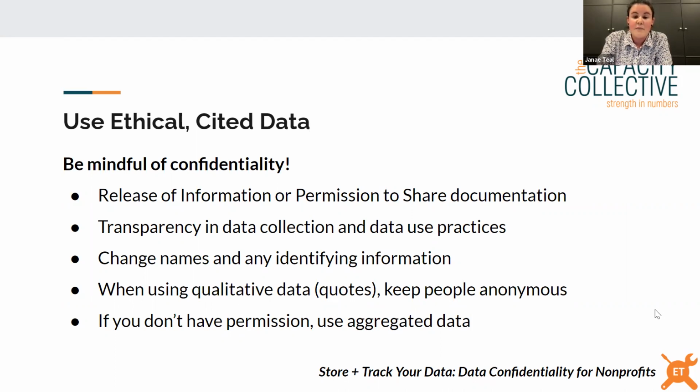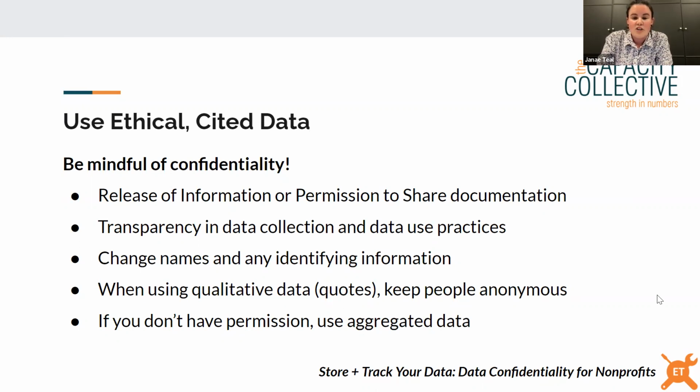The next is being transparent in your data collection and data use practices. So not only is it transparent about your staff, why are we collecting this data, how do we use it internally, but it's sharing with your participants what you're collecting, why you're collecting it, and then how you're using it.